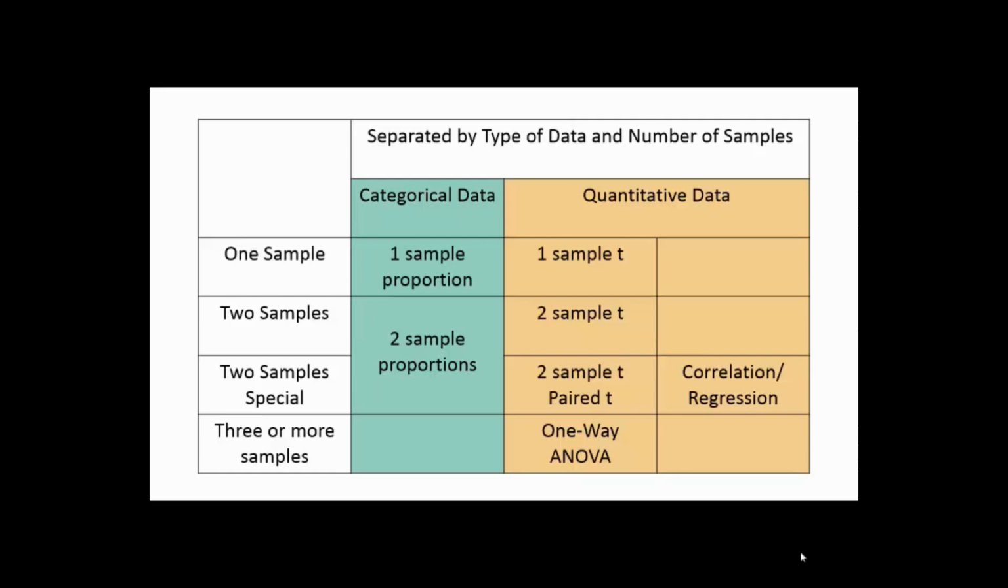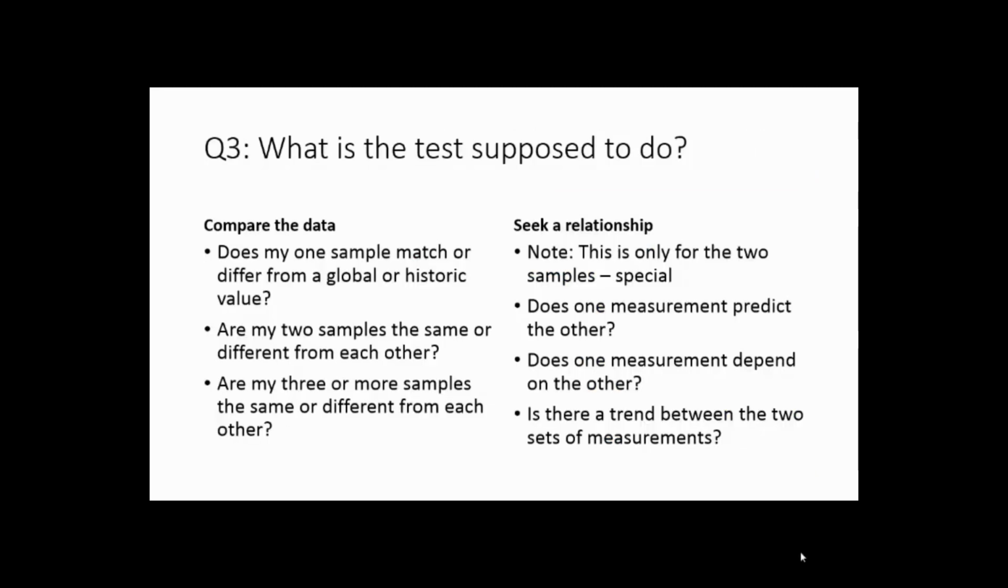When you have quantitative data, we might know what to do already, we might not. If you have quantitative data and you have the two samples special, well, we need to ask ourselves one more question. Question 3. What is the hypothesis test supposed to do? Either it's a comparison of the data, maybe between the groups or from the one group you have to a historic value, or if it's not that, then you're seeking a relationship between the two sets of data. Comparing the data is by far the most common.